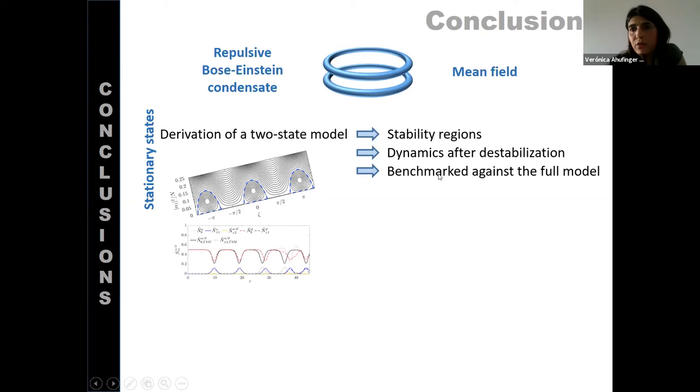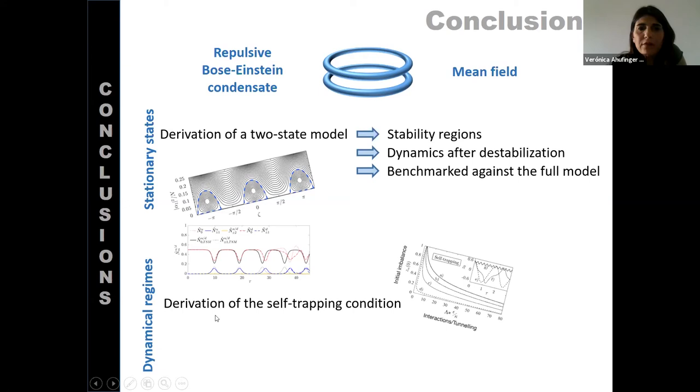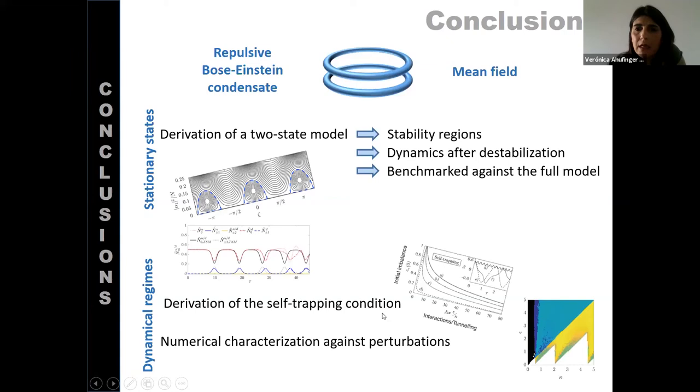Regarding the dynamical regimes, we have derived the self-trapping condition, and we have numerically characterized the different dynamical regimes appearing in the system against perturbations of higher order angular momentum modes. And with this, I would like to conclude. So thank you for your attention.